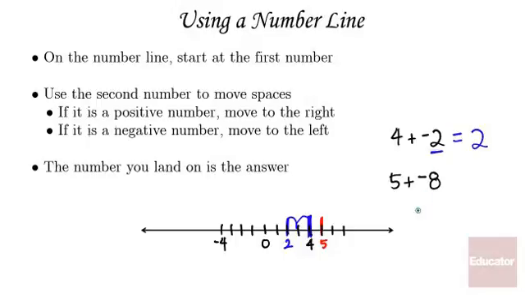So 8 spaces to the left is going to be 1, 2, 3, 4, 5, 6, 7, 8. So this is where I'm going to land, and that's -3, right? Because it's -1, -2, -3. So the number I land on is the answer. So my answer here is -3. And that's how you use a number line to add integers together. And again, integers are all positive and negative whole numbers, right? So no decimals, no fractions, just whole numbers and their opposites.